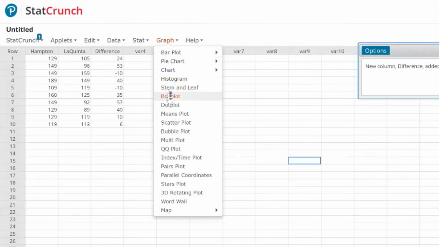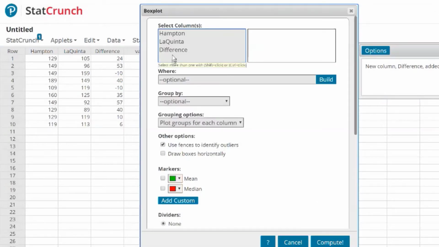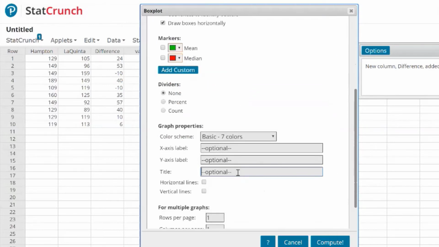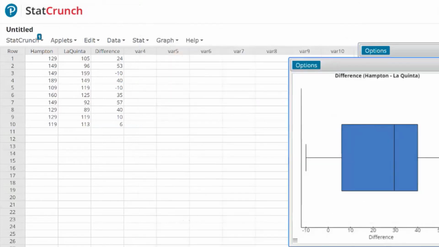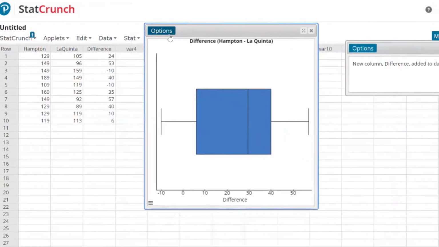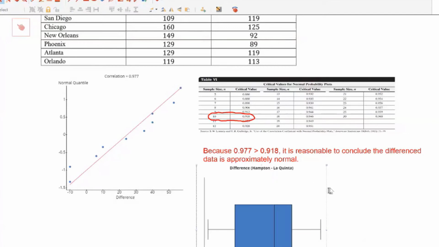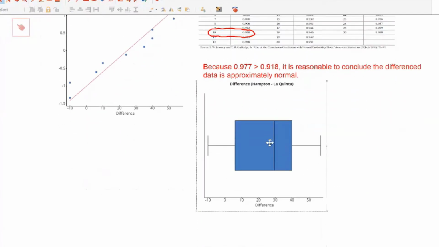Graph, box plot of the difference. Use fences to identify outliers. Draw boxes horizontally. And then make sure you title your graph. Click Compute. And there's our box plot. So our box plot is not showing any outliers, so we're good to go on that model requirement as well.